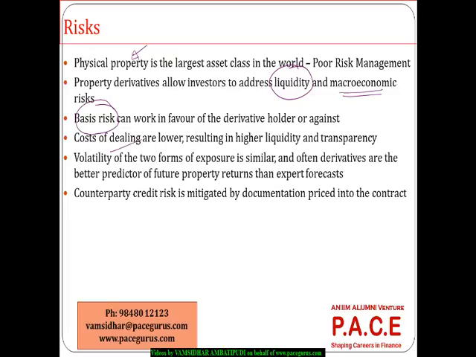But on the other dimensions like cost of dealing, it is very much lesser, transparency is higher, liquidity is higher. Volatility, if we are looking at it, because both of them are based on the same underlying, which is the property, volatility may be more or less similar. But because the derivatives are frequently traded because of the liquidity, probably the indication of the future property returns is much more transparent and reliable compared to the original physical property prices itself.